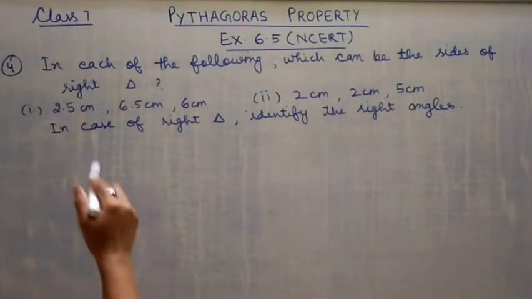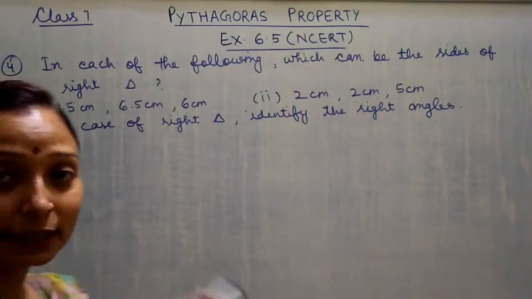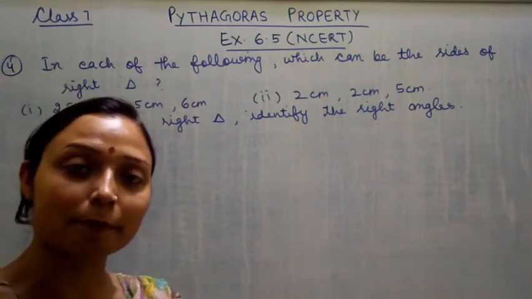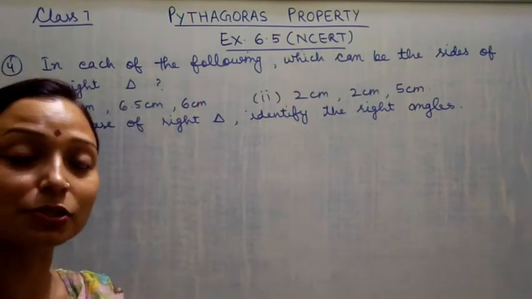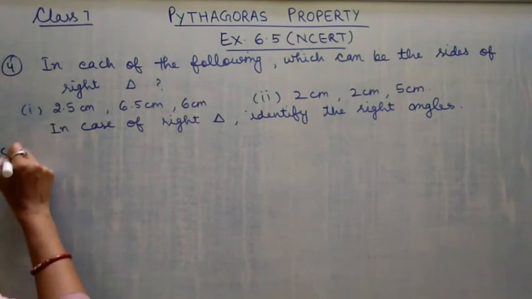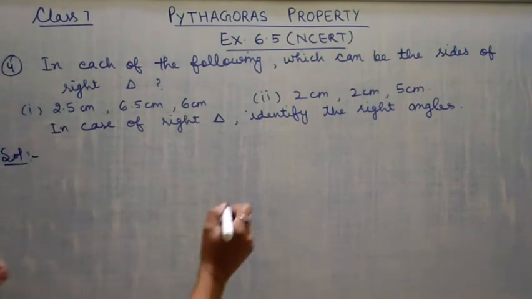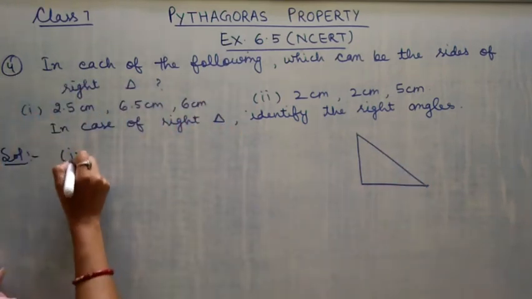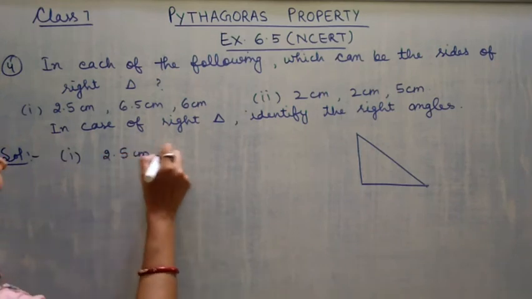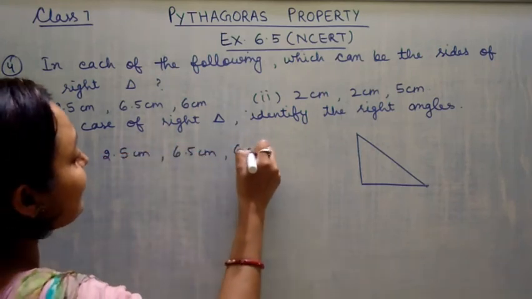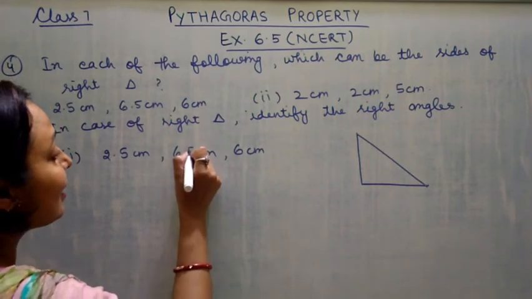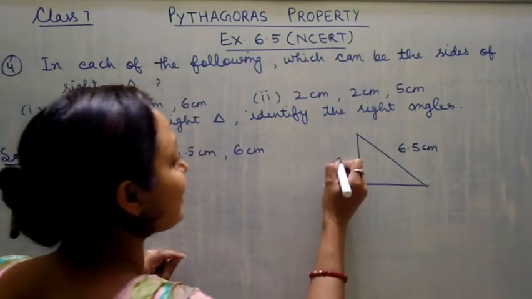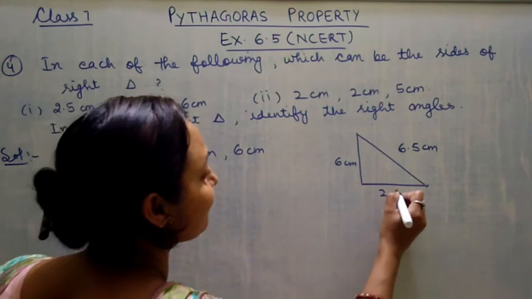Come to the question number 4, in which you have to find whether these are the possible sides of a right angle triangle or not. So we will use Pythagoras property to check this. So let's start with the right angle triangle's property. But first of all, I will make a right angle triangle, and keep one thing in your mind. The sides are 5 centimeter, 6 centimeter, and 6.5 centimeter. The longest side is always a hypotenuse, 6.5 centimeter, and one side, 6 centimeter, is a perpendicular and 2.5 centimeter is the base.